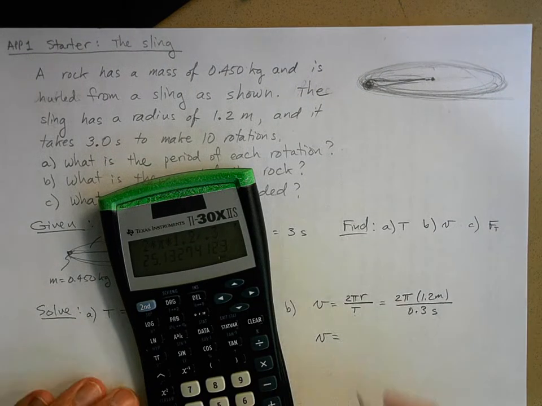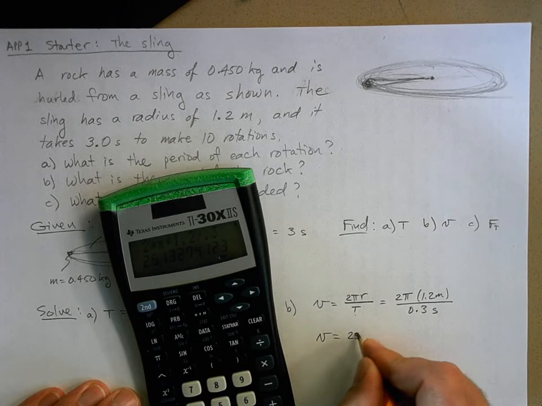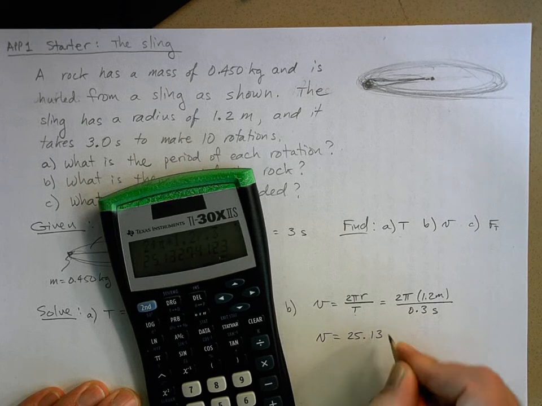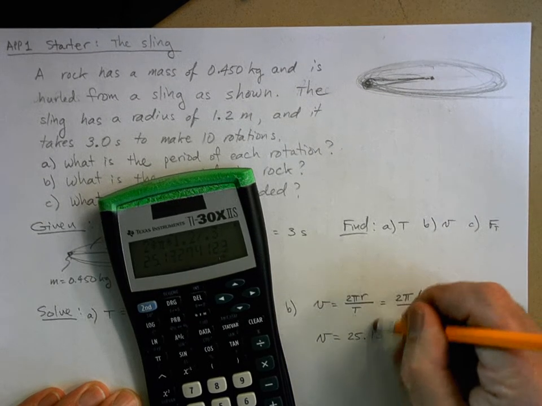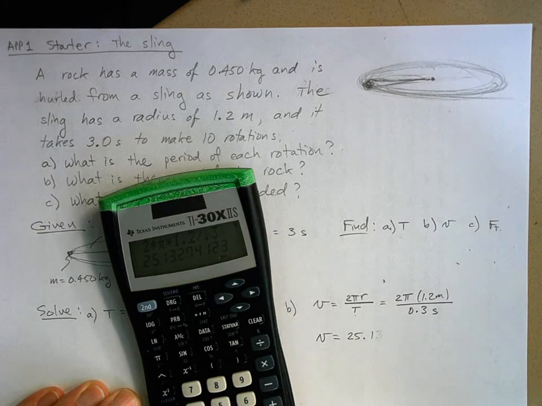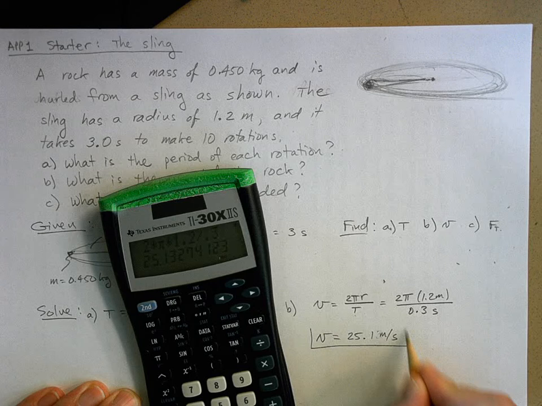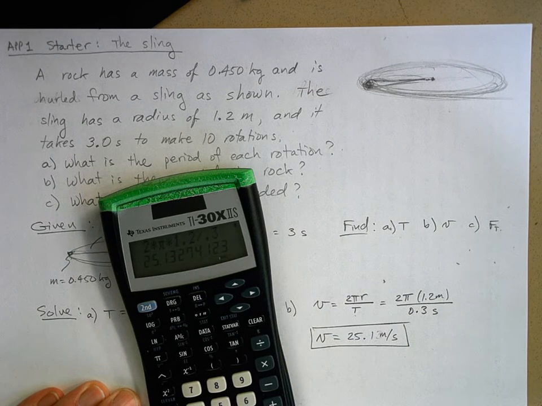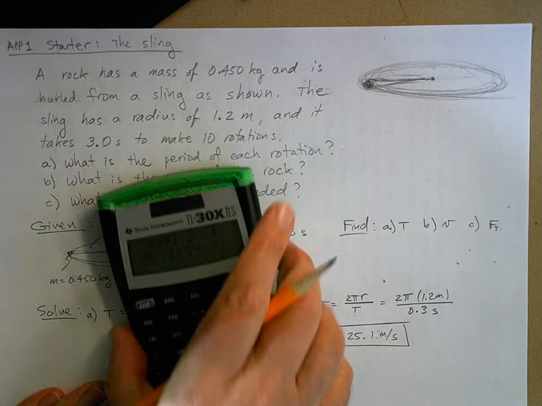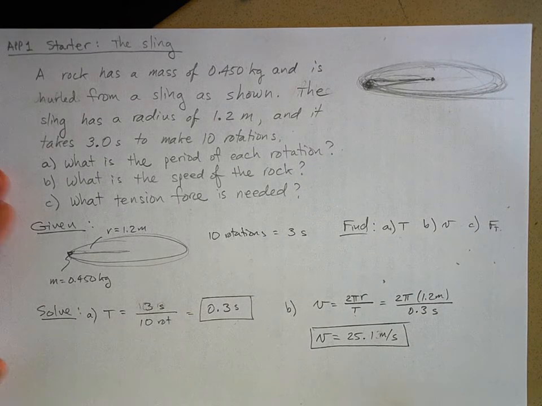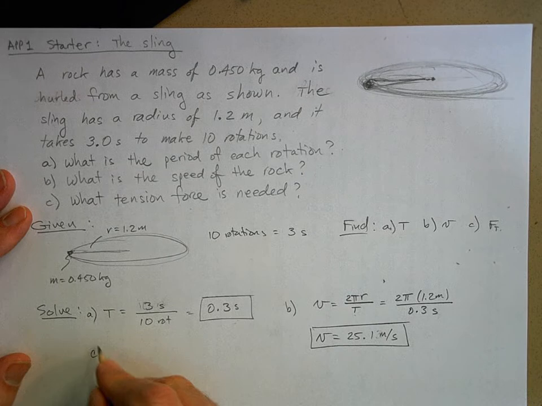and I got 25.13. We'll just round it to 25.1 meters per second. Well, that's pretty good. I think that's about, I don't know, 50, 60 miles an hour. So that rock's going to hurt. It's going to hurt. Okay, so now part C.